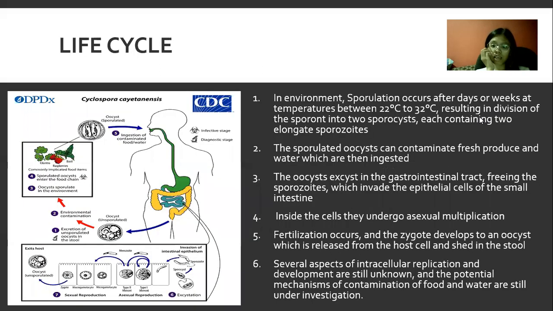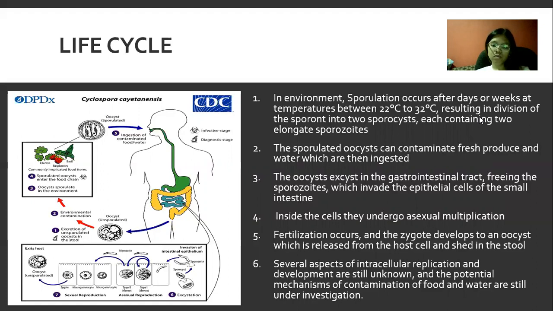So for our life cycle, in the environment, sporulation occurs after days or weeks at temperatures between 22 to 32, resulting in division of the sporont into two sporocysts, each containing two elongate sporozoites. So the sporulated oocysts can contaminate fresh produce and water, which are then ingested by humans.